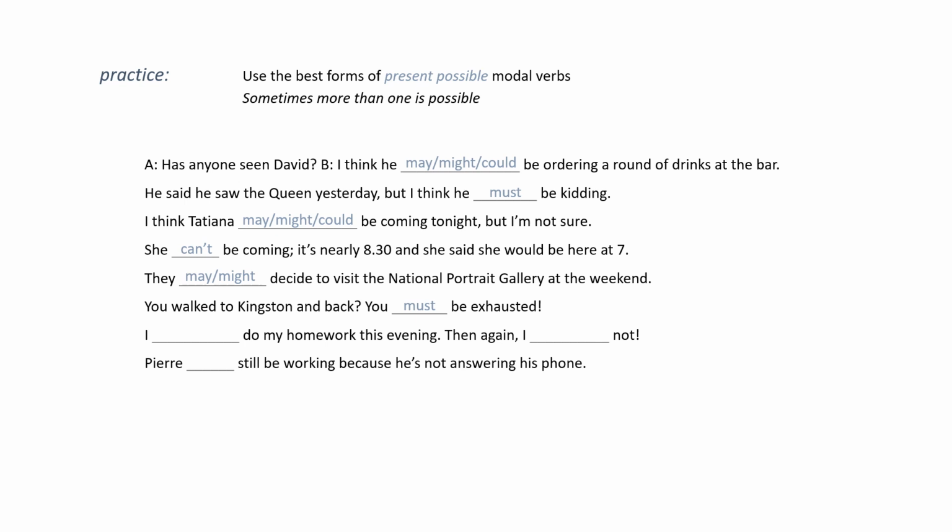I do my homework this evening. Then again, I not. This is possibility, isn't it? So I think probably may, might, both good. Then again, I, may, might. Could sounds strange here because I could not. No, we don't talk about this in this way. And so may and might, I think we keep it the same.